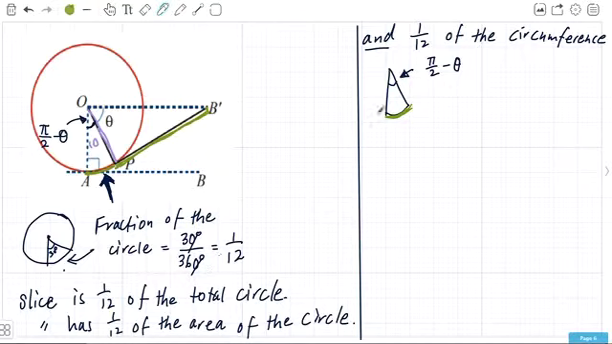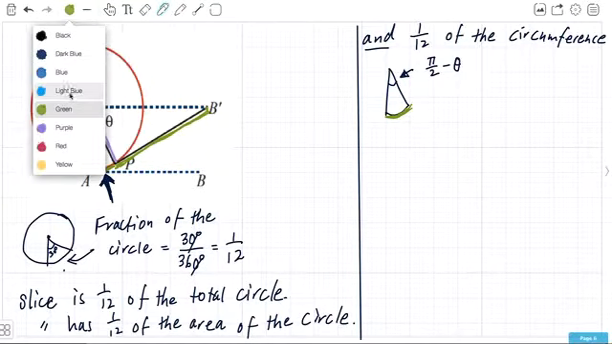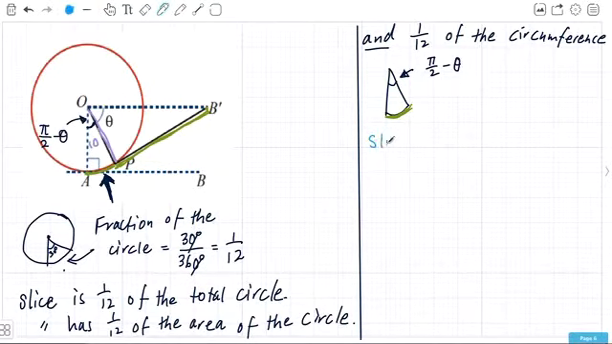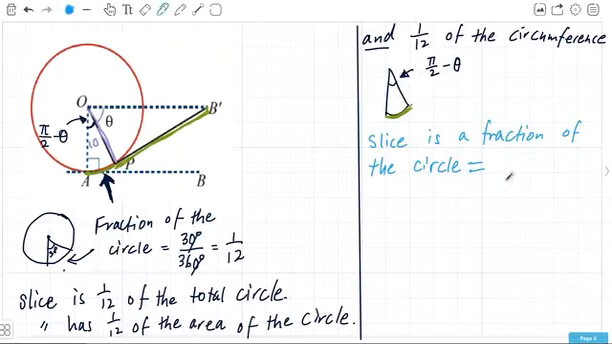So what we can do is figure out first of all what fraction of the circle this slice is. So slice is a fraction of the total circle, and it's going to be, put equal signs there, (pi/2 - theta) all over 2 pi, because remember that 2 pi is that distance all around the interior of the circle, 360 degrees.